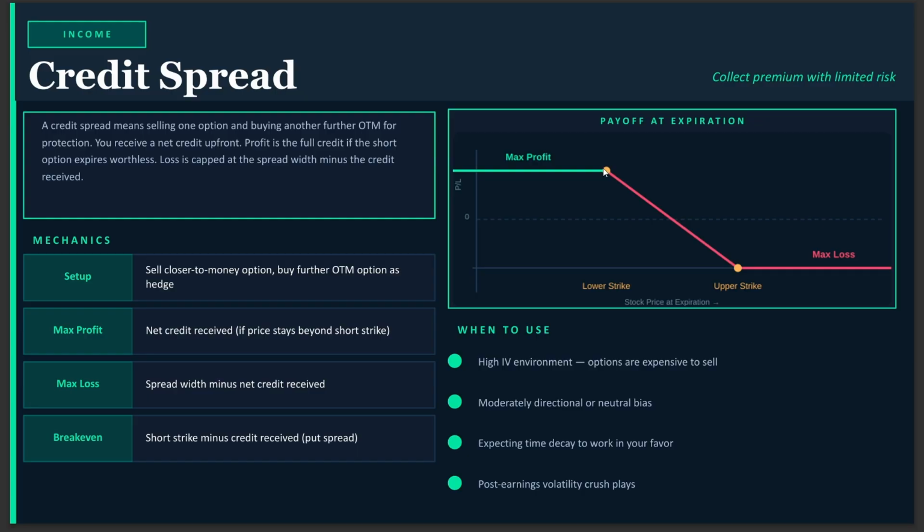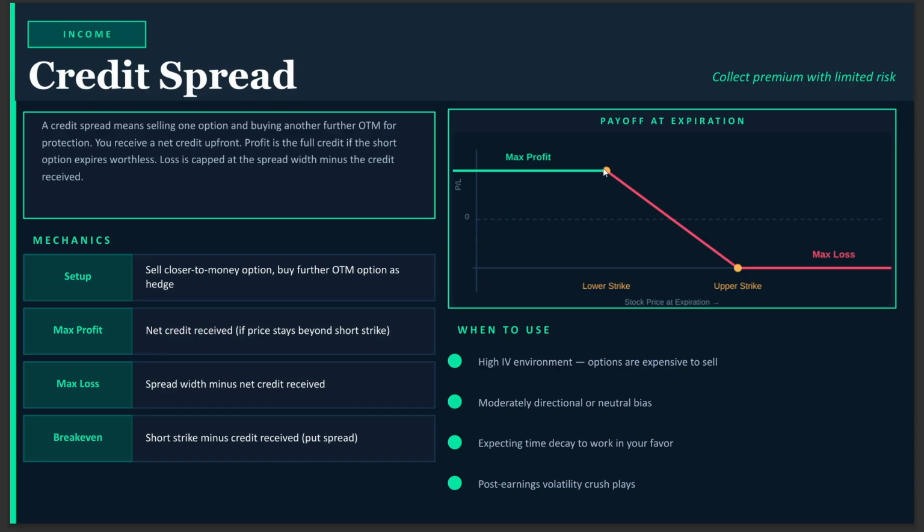And you can do credit spreads for both calls and puts. So you have call credit spreads, put credit spreads. If you're trying to open up a put credit spread, you would just sell a put closer to the money, and then you would buy a put further out of the money. And then for a call spread, you sell the call closest to the money, and then you buy the call further out of the money.